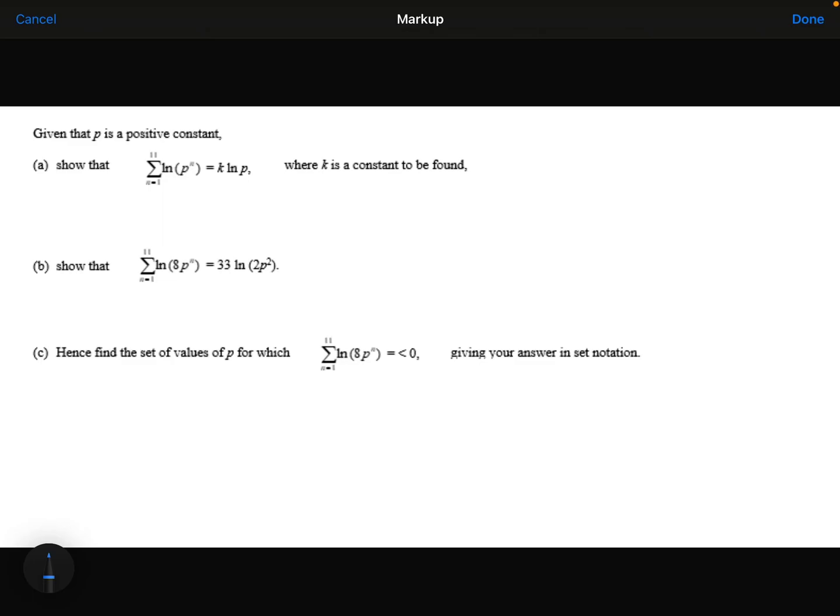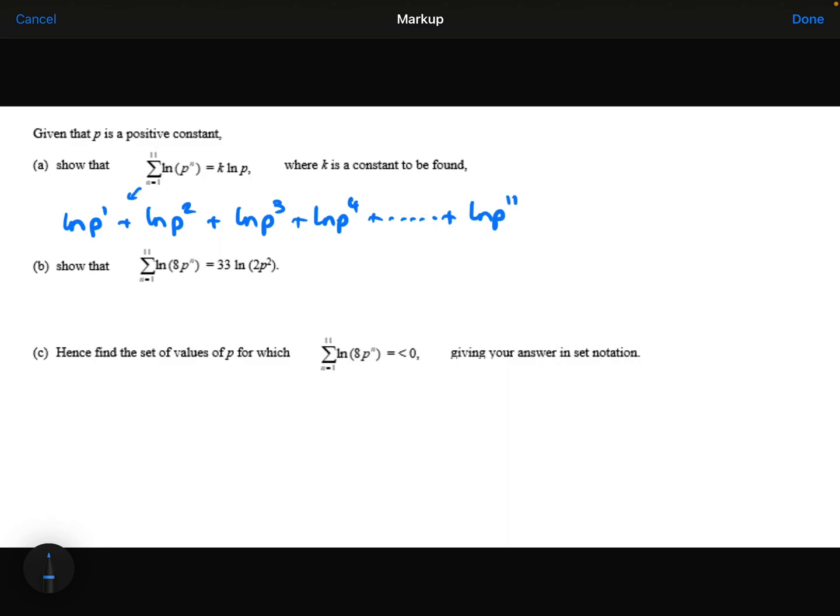Given that p is a positive constant, show that the sum from 1 to 11 of ln p to the power n is equal to k ln p, where k is a constant to be found. So this is saying to substitute 1 into the rule. So I've got ln p to the power 1, then substitute 2, so ln p to the power 2, then substitute 3, ln p to the power 3, then 4, and so on, up to 11.